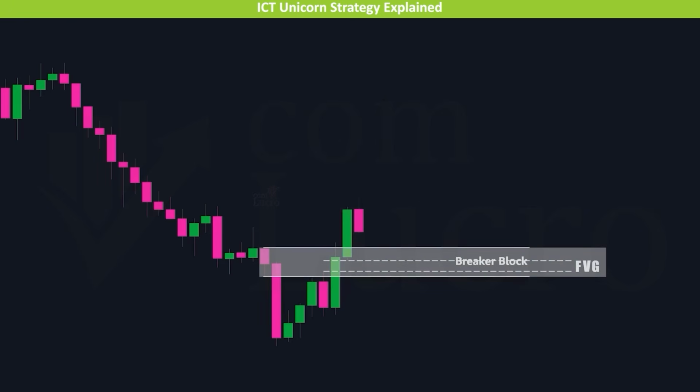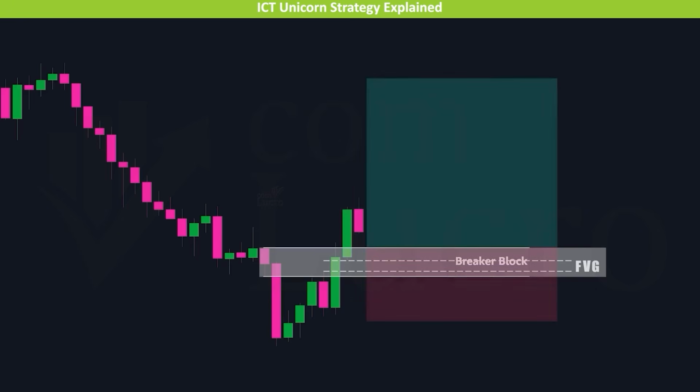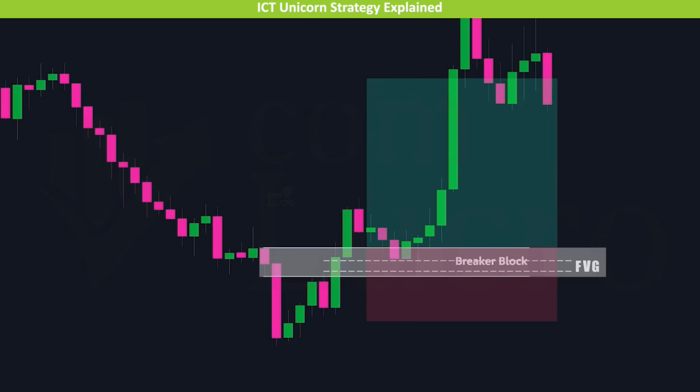Pay close attention to how price forms an overlapping fair value gap and breaker block in this area. This overlap creates a high confluence zone, which is exactly where we look for high probability reversal trades. The plan is simple. Enter at the start of the confluence zone. Place the stop loss just beyond it to protect against unexpected moves, and target the next key market structure levels ahead of price, always aiming for a favorable risk-to-reward ratio.